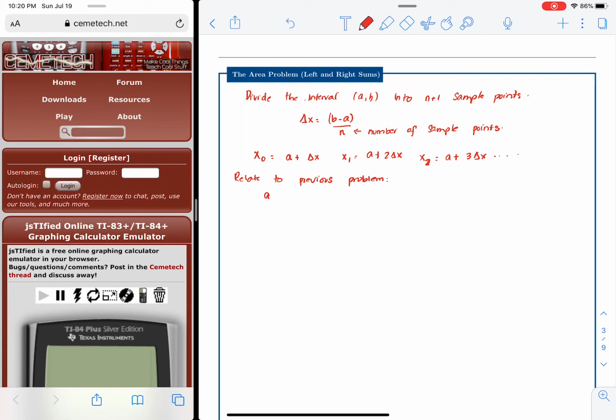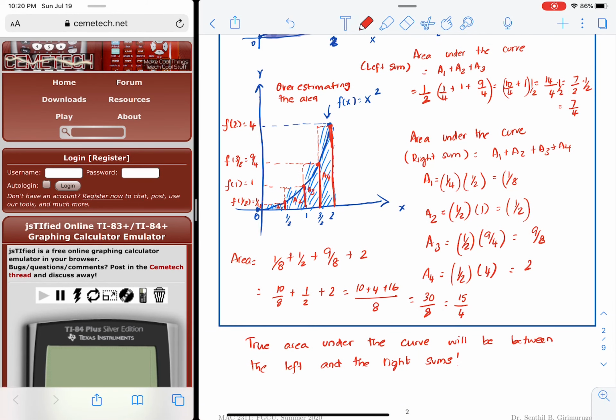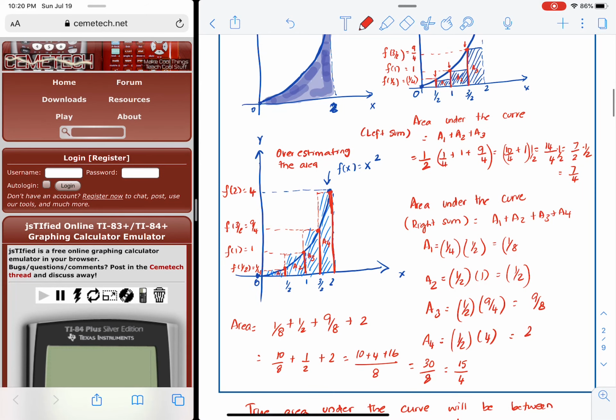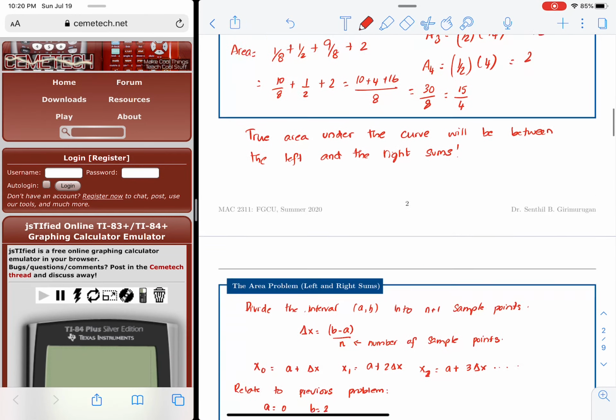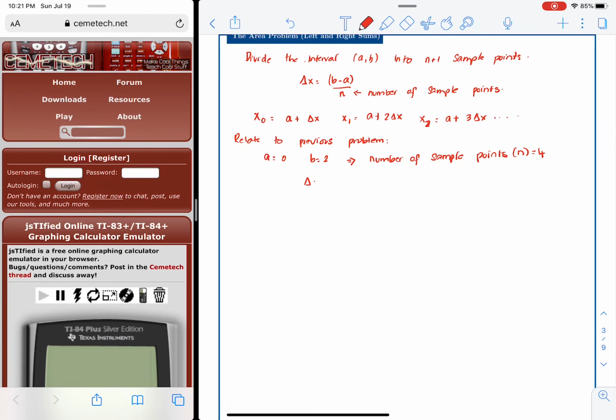So a would be 0, b was 2, and if you look at the graph, we simply had 1, 2, 3, 4 sample points in both cases. And the sample points were at 1/2, 1, 3/2, and 2. So you can see the number of sample points was 4. So delta x would simply be 2 minus 0 divided by 4, which would give us 1/2.